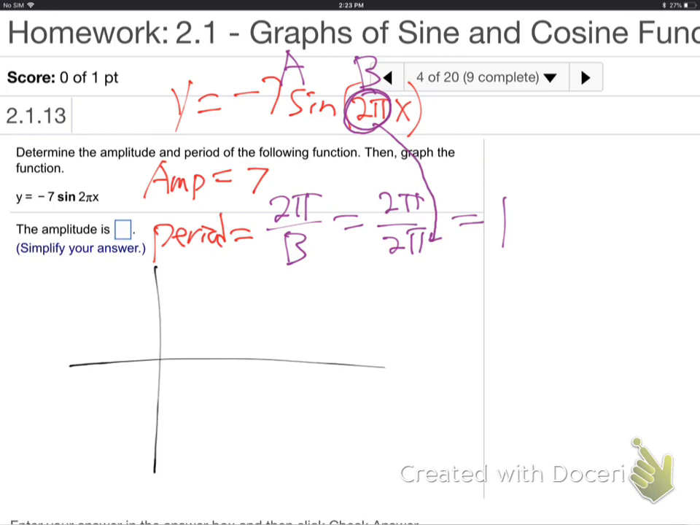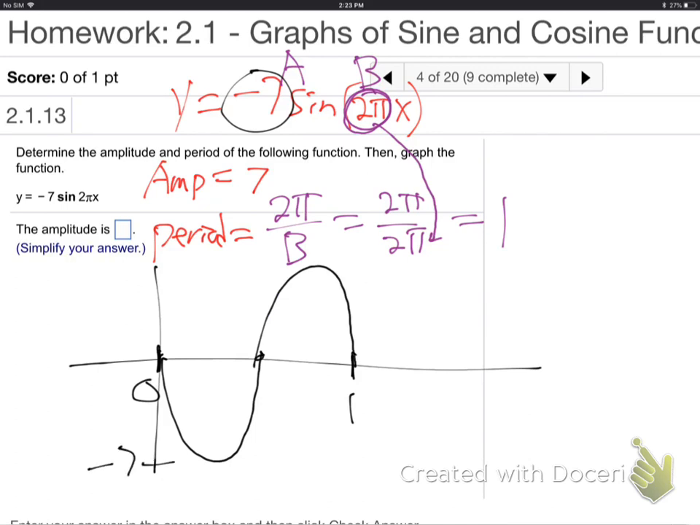All right, so let's graph it. Start at 0. Where's it going to end its first cycle? 1. That good? And so it'll do what? It'll go down. Oh yeah, -7. It's actually going to go down first, isn't it? Not up first. So it'll go down, then up, down to -7, up to +7. There it is. It does all that between 0 and 1. The period is 1. We good there?